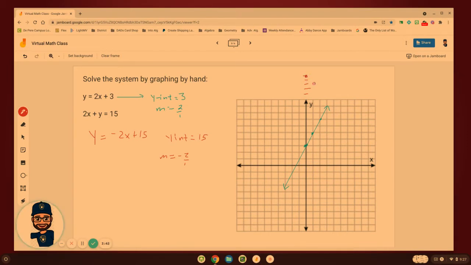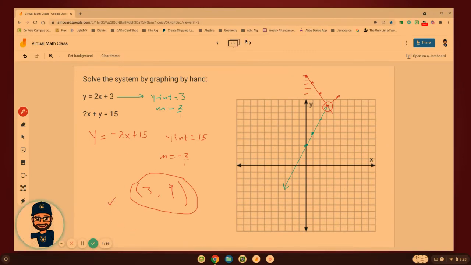The slope is down 2 and to the right 1, down 2 and to the right 1, down 2 and to the right 1, and you'll notice that it hit the blue line right there, meaning that point is the solution. 1, 2, 3. So 3, comma, 1, 2, 3, 4, 5, 6, 7, 8, 9. 3, comma, 9 is the solution to this system. Now we can check that by plugging it into both equations. 2 times 3 is 6. 6 plus 3 is 9, and that's what we were supposed to get. 2 times 3 is 6, plus 9 for y is 15, so it does work.